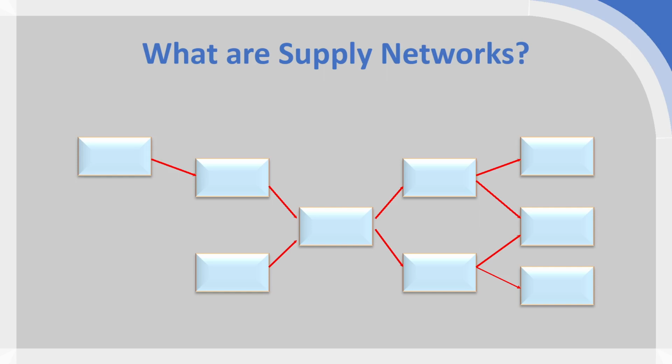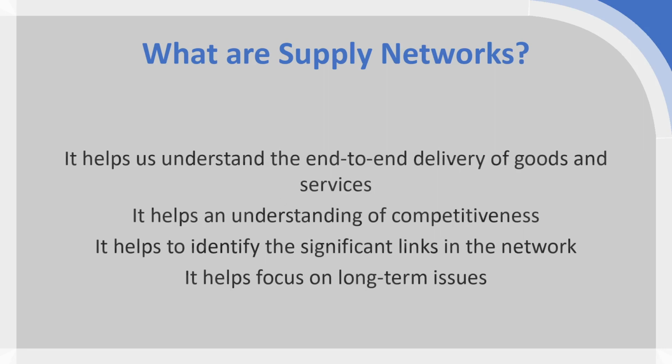Developing a supply network diagram has a number of benefits, really. It helps us understand the end-to-end delivery of our goods and services, as well as helping to understand the nature of competitiveness within our market. Those two things are fairly interconnected. If we consider how competitive we are as a single organization or operation, it's difficult today, over the last 20 or 25 years, to understand competitiveness of a single firm without understanding how competitive or robust or resilient its supply chain is.